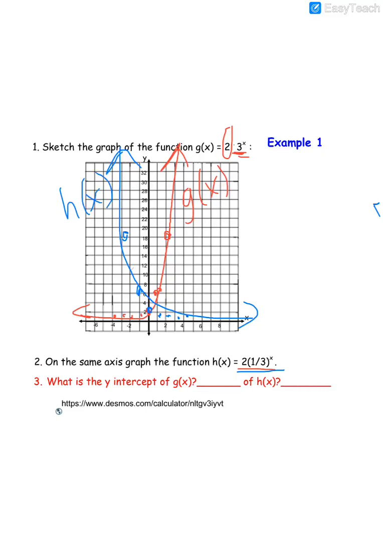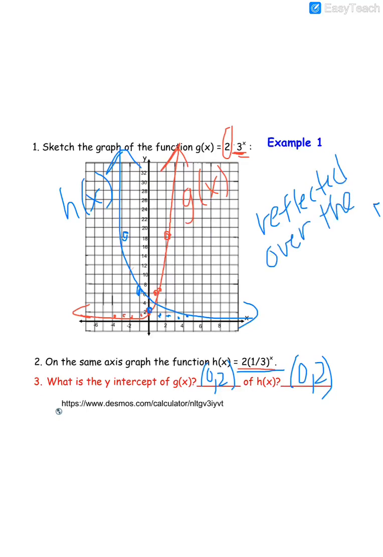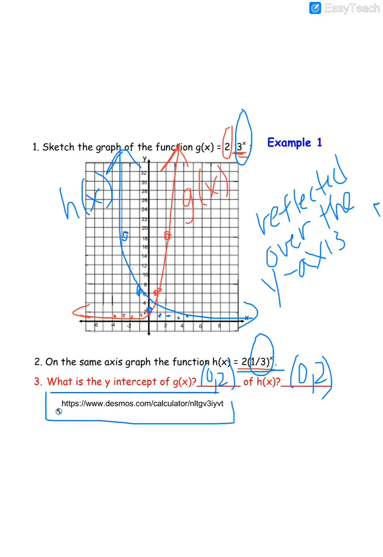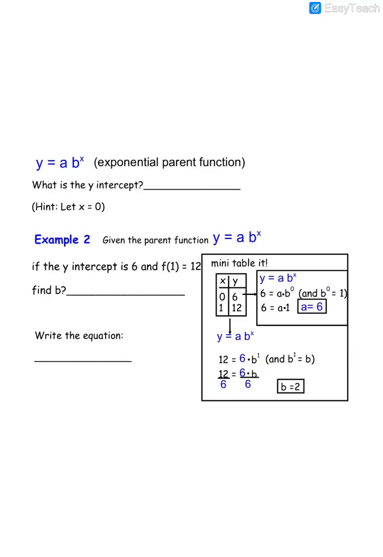So what's the y-intercept of g of x? It was 0, 2. The y-intercept of h of x is 0, 2. So what happens? It reflected over the y-axis. And the reason why we can see that is that, see, this is a 3 here. This is 1/3. They're reciprocals. So here is a Desmos link, which I can attach to my Google Classroom if you would like to play with it. Let's take a look at the next example.